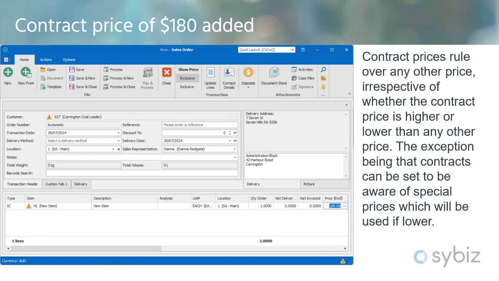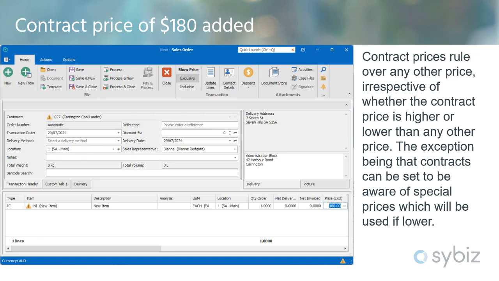And now we've gone and added a contract price of $180, and essentially the contract prices are the king of the castle. In a lot of respects, the contract price is the equivalent of the supplier special price in terms of ruling the roost. And essentially, it doesn't matter whether the contract price is higher or lower, the contract price always wins.